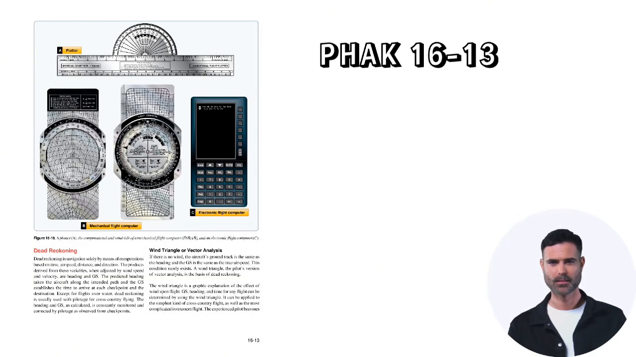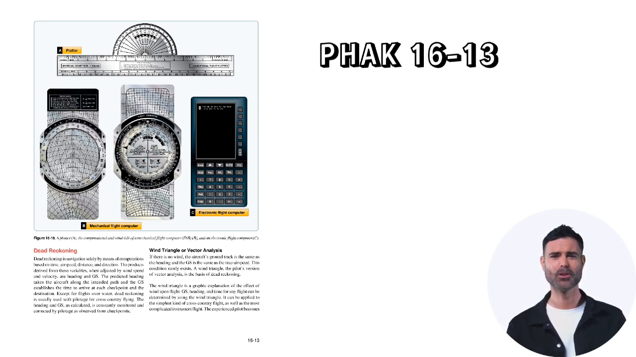Dead reckoning. Dead reckoning is navigation solely by means of computations based on time, airspeed, distance, and direction. The products derived from these variables, when adjusted by wind speed and velocity, are heading and GS. The predicted heading takes the aircraft along the intended path, and the GS establishes the time to arrive at each checkpoint and the destination. Except for flights over water, dead reckoning is usually used with pilotage for cross-country flying. The heading and GS, as calculated, is constantly monitored and corrected by pilotage as observed from checkpoints.